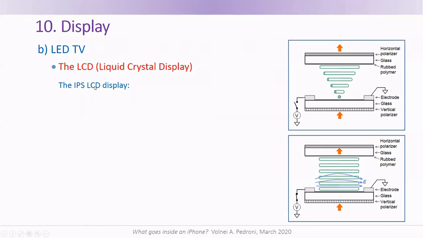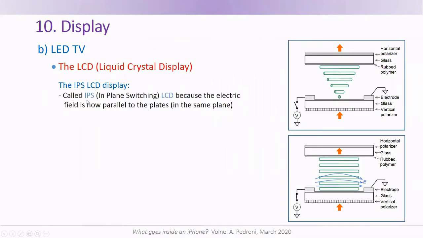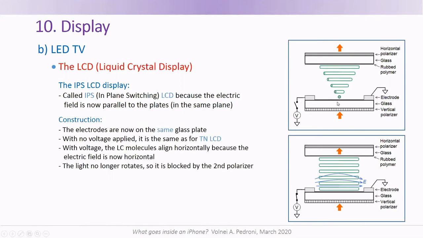Now the IPS display. It's called IPS, which means in-plane switching, because the electric field is now parallel to the plates, or in the same plane. The construction is illustrated in the figures. The first figure shows the two electrodes. So instead of having one down here and one up there as before, they are now on the same glass plate. When there is no voltage applied, the situation is exactly the same as before.